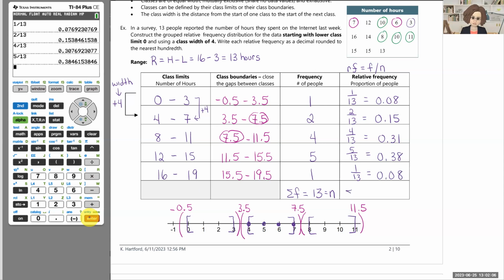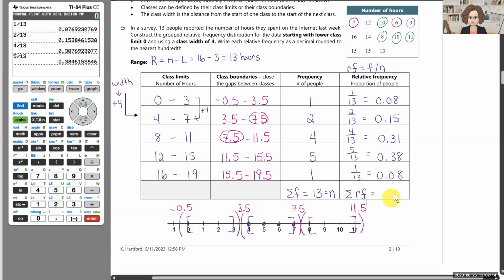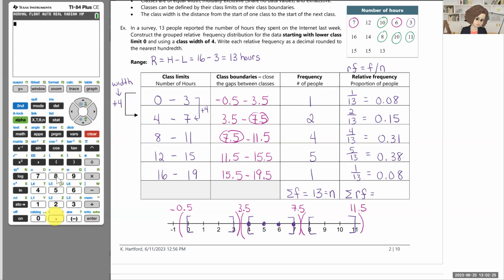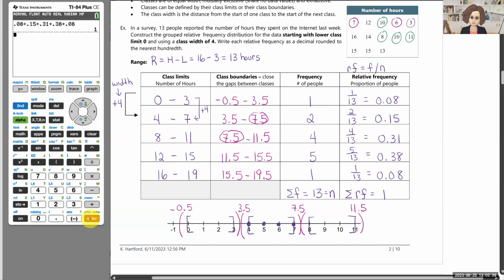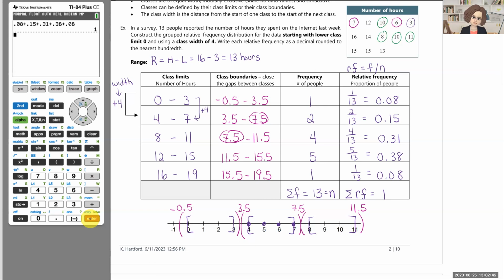And I'm just going to point out that when we add the relative frequencies, if we're working in decimal, we're supposed to get 1, but we are rounding values here. So it's possible to be a little off from 1. But in this case, I'll go ahead and add these and see what we get. So 0.08 plus 0.15 plus 0.31 plus 0.38 plus 0.08 happens to be exactly 1. So if it was a little bit off, you're probably still okay, but just a good check here. So just be careful with your rounding.